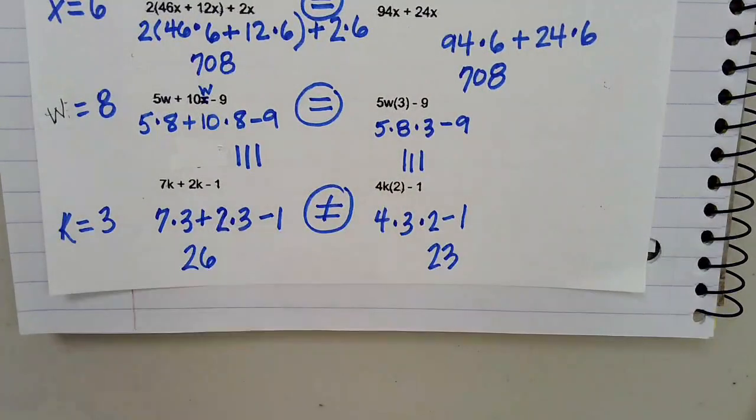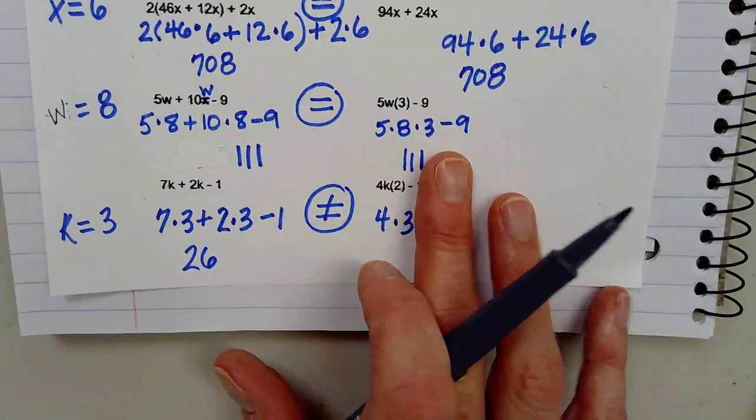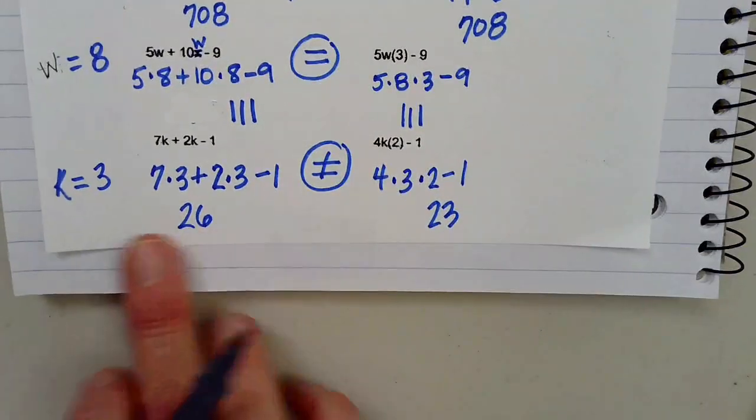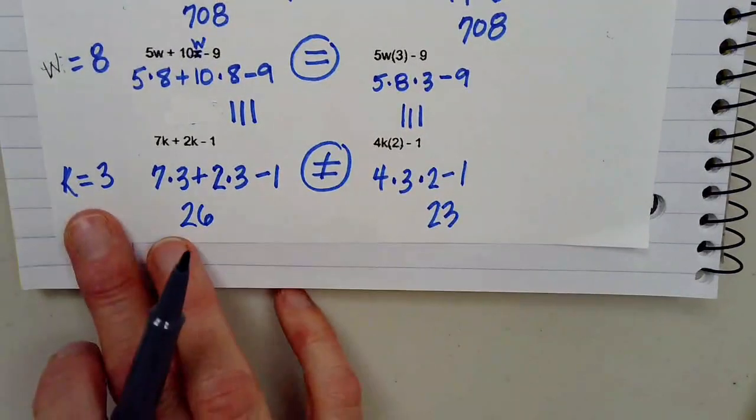Going down, same thing for each of those. Notice these two are going to be equal, so the equal sign. And for the last one, when k is 3, I do not have the same values. I have different values, and so we put an equal sign with a line through it that they're not equal.